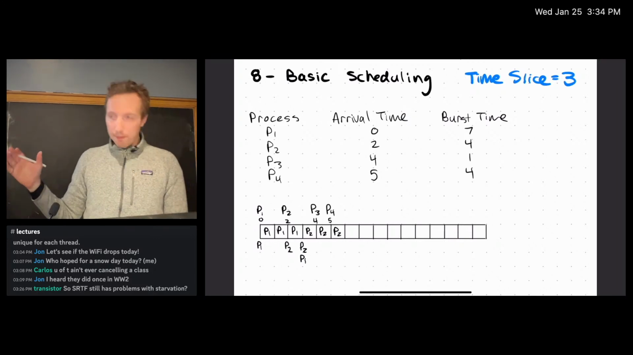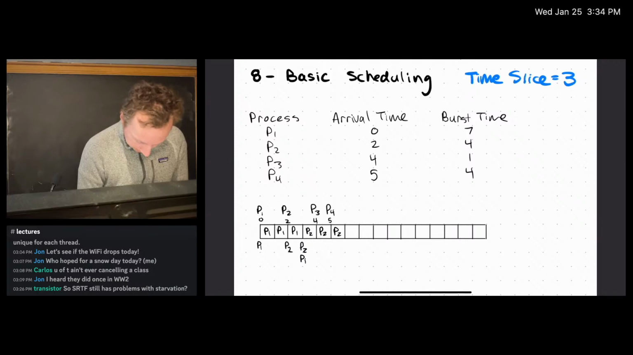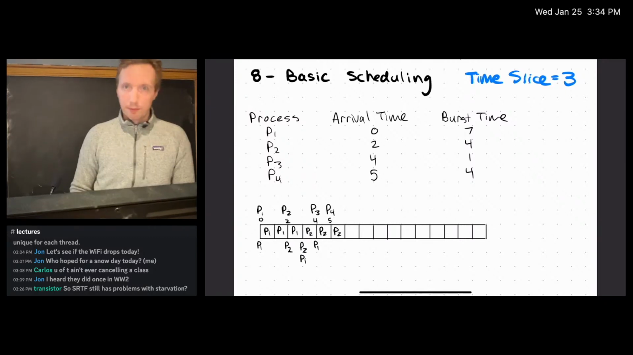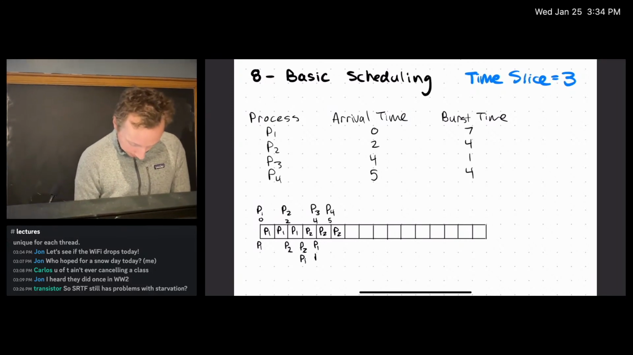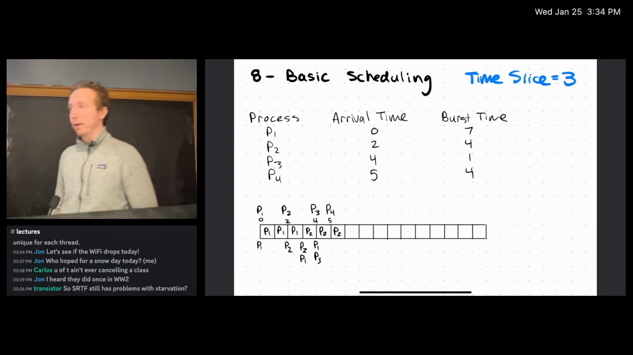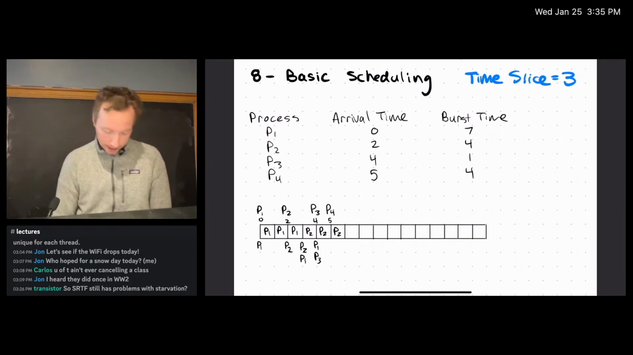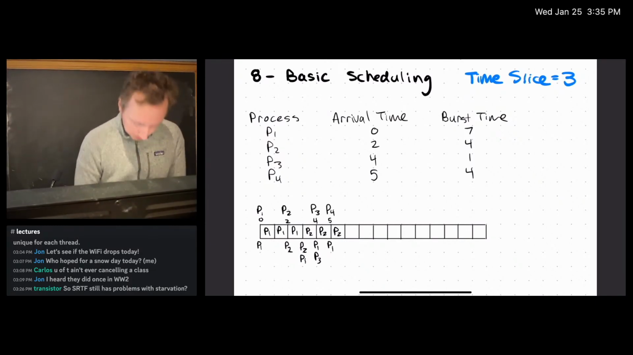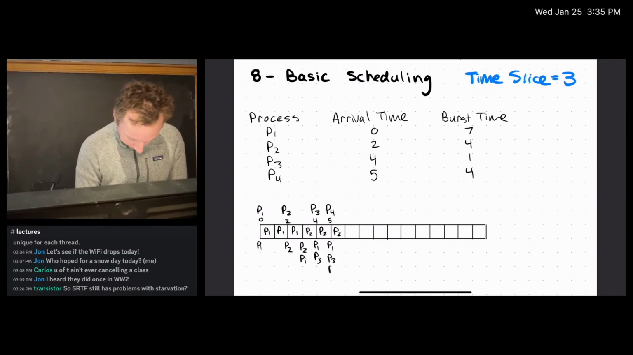And during that time, some things happened. So at time 4, P3 arrived. P1 would have been at the front of the queue because we took P2 off, and then we would have added P3 at the back. Then when P4 came in at time 5, P1 was still at the front of the queue, then P3 was next, and then P4.